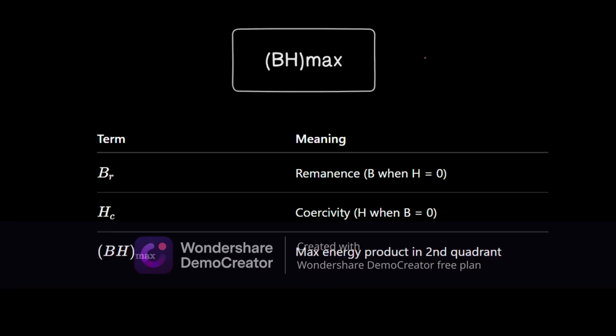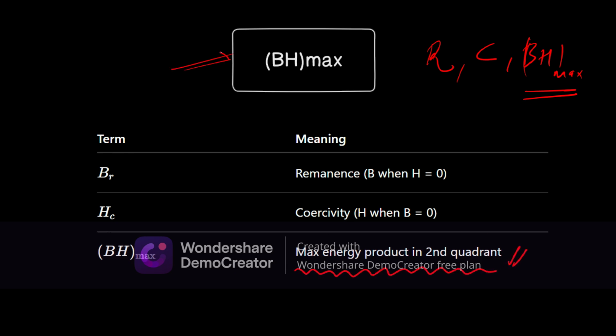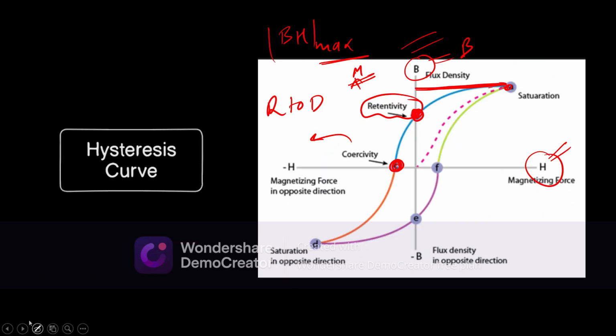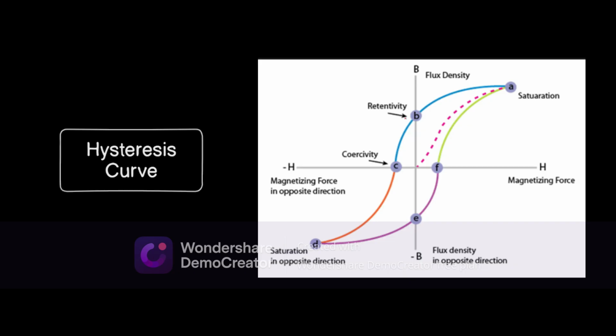Further, this one is the third term which I was talking about. First one is R, which I explained to you, retentivity. Second one is C, coercivity, and third one is BH max. BH max is the maximum energy product we get in the second quadrant. We measure this term after the retention, or you can say once the value of H becomes zero, after that we measure this term, BH max. Let me erase all these things. So this term is measured in this second quadrant, after the removal of H.